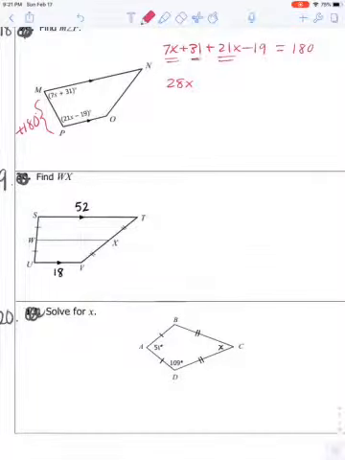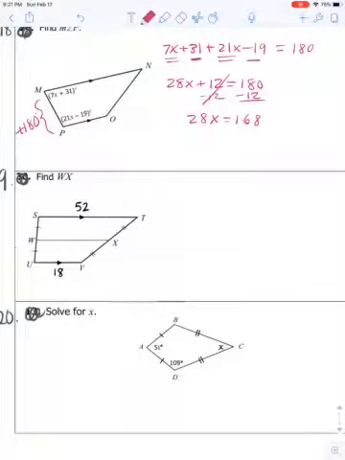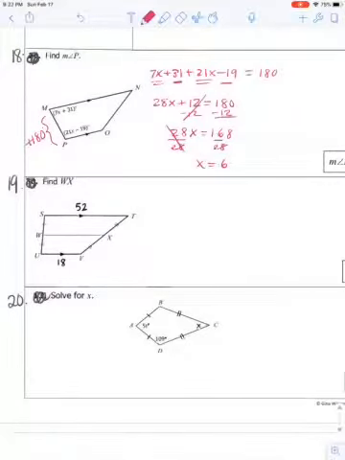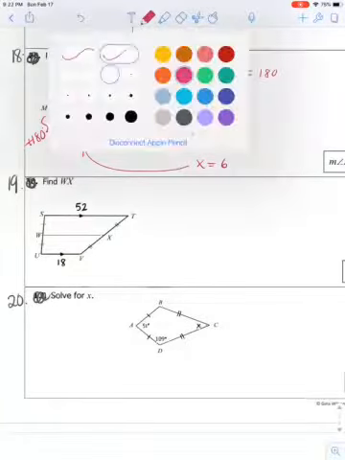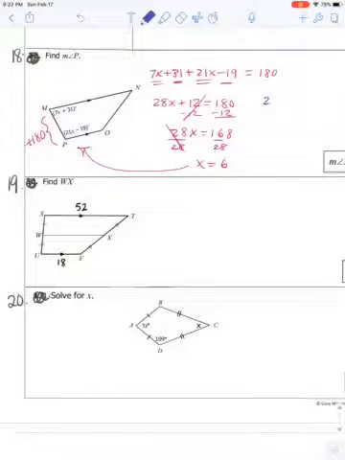We're going to do 31 minus 19, which is going to be a positive 12, equals 180. Then we're going to subtract 12 from both sides. So 28x is equal to 168. And then we're going to divide that by 28. So x equals 6. But we're not done because it wanted us to solve for the measure of angle P, right? And from there, that's a simple matter of plugging it in.